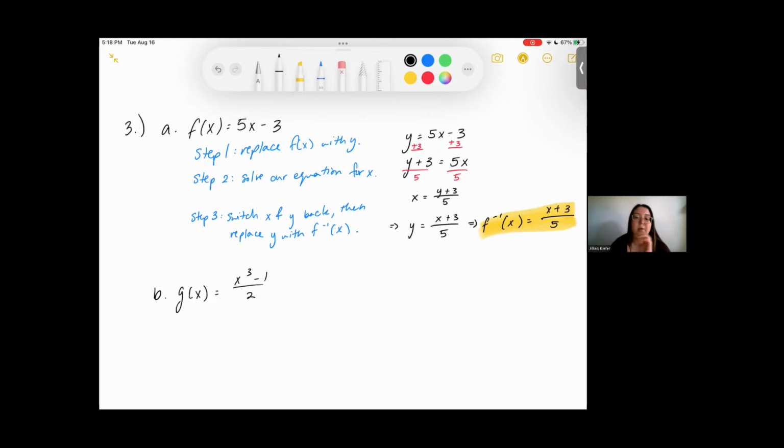So one thing that we can notice about our inverse function is that they're opposites of our original. Not necessarily in the same order, but they are there. We saw in our original function, we subtracted 3 and we multiplied by 5. In our inverse function, we are adding 3 and dividing by 5. We see those opposites occurring.